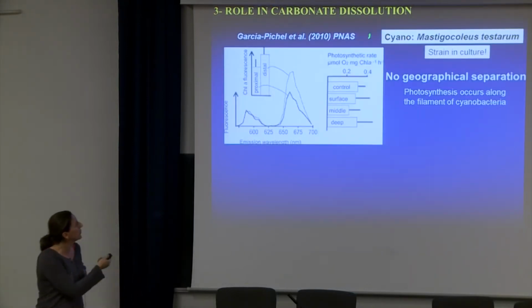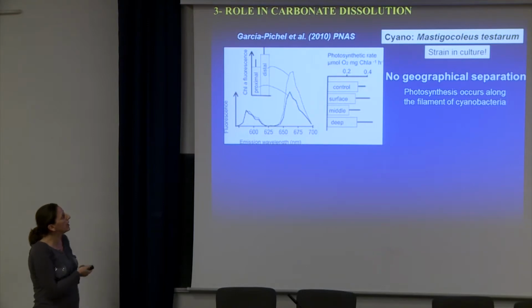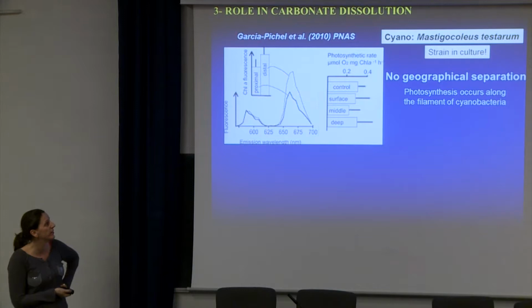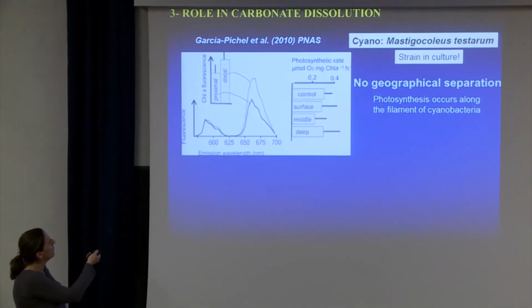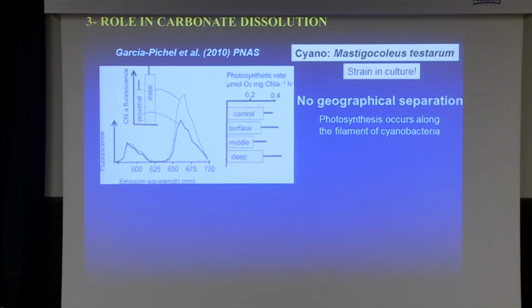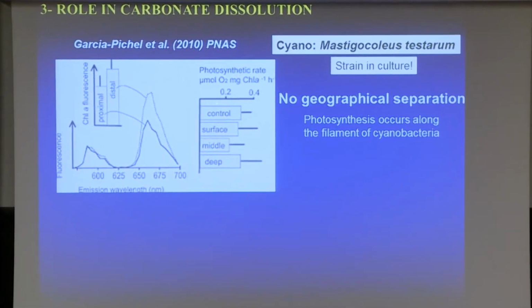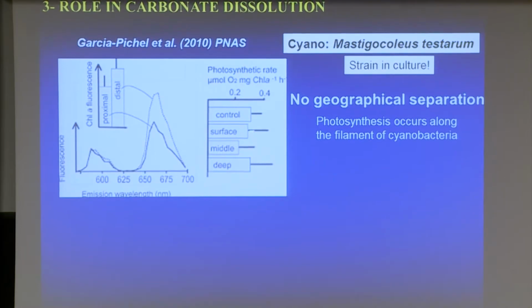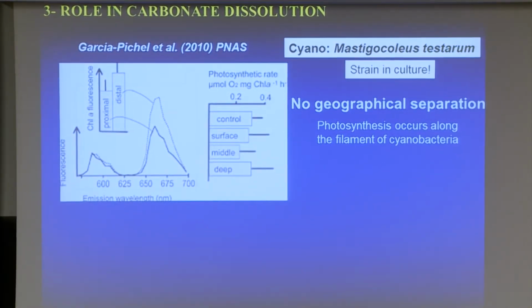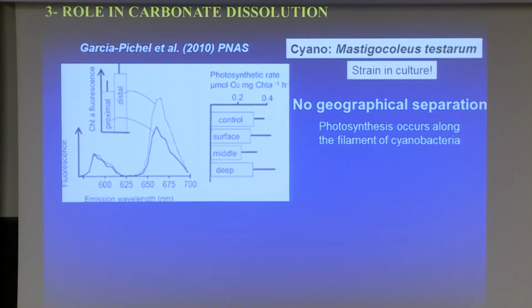Well, it took 4 years for Garcia-Pichel et al. to show, for the cyanobacterium Mastigocoleus testarum maintained in culture, that there is no geographical separation of the process. Along a filament of the cyanobacterium, they studied the photosynthetic activity and showed that there were no significant differences along the filament. Photosynthesis is taking place everywhere, not just near the surface.